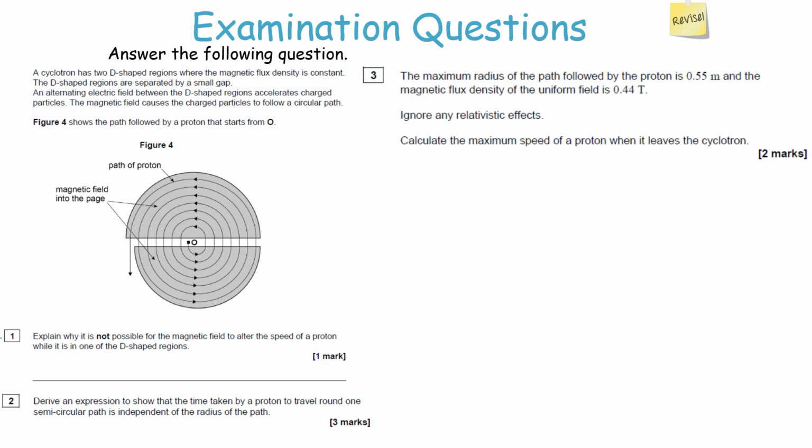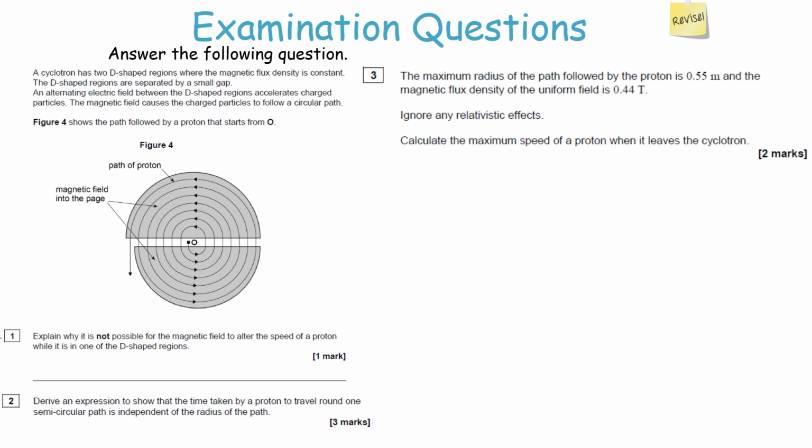A cyclotron has two D-shaped regions where the magnetic flux density is constant. The D-shaped regions are separated by a small gap. An alternating electrical field between the D-shaped regions accelerates charged particles. The magnetic field causes the charged particles to follow a circular path. Figure 4 shows the path followed by a proton that starts from O.